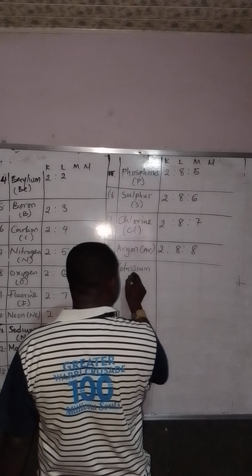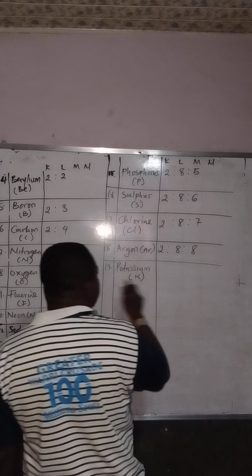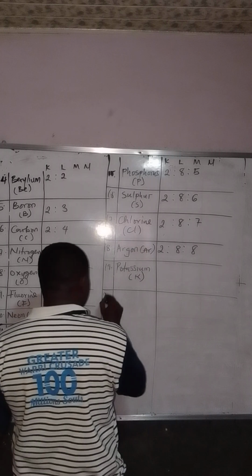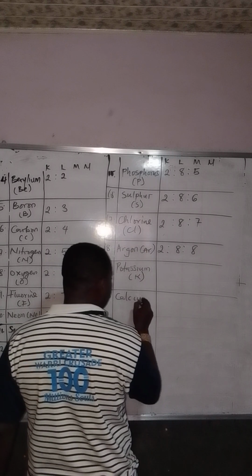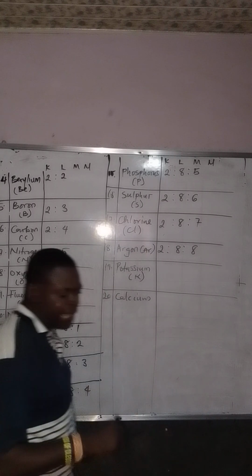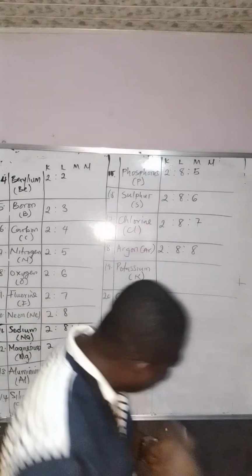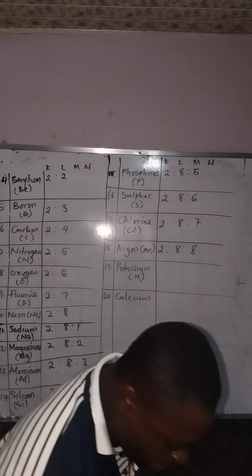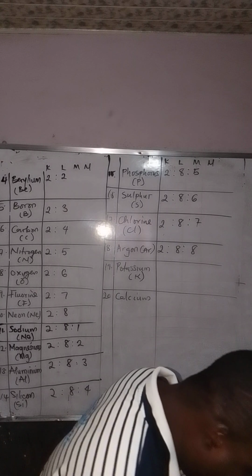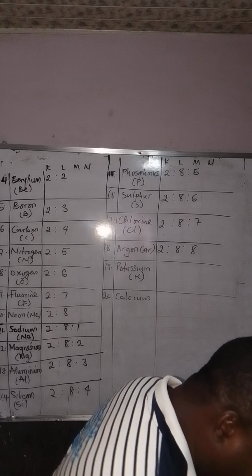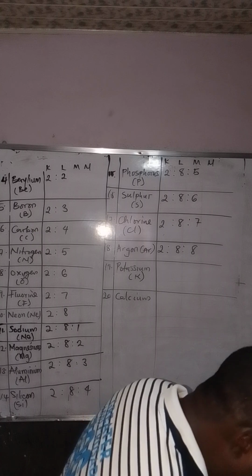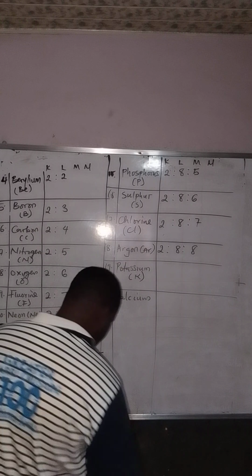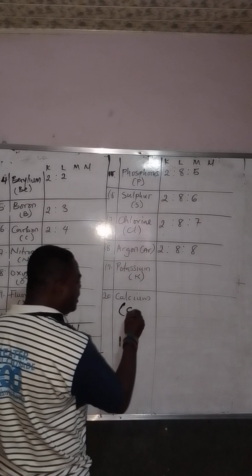Potassium, K. So this one has 19 electrons. For potassium and calcium, 20, calcium. Please take note of this. For potassium and calcium, you need to know something that is very important among the first 20 elements. And when we get to the transitional elements, we talk about copper and chromium. They have some exceptional ability.